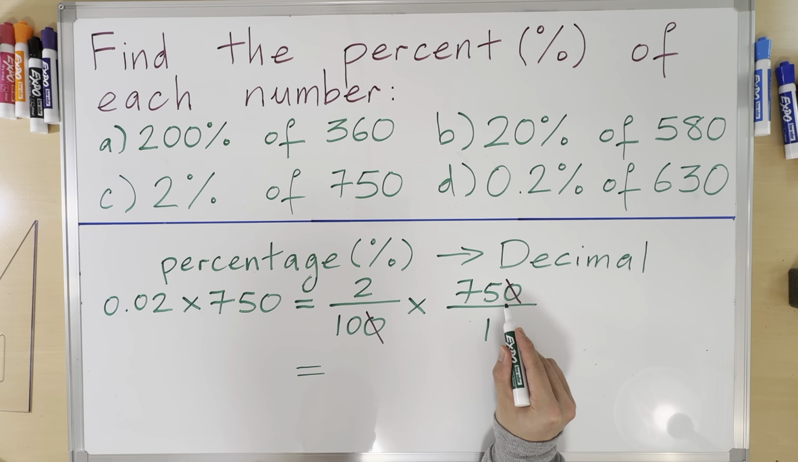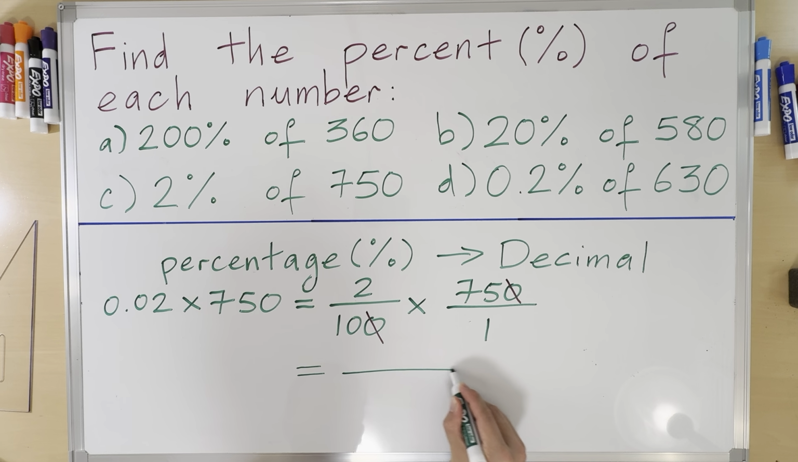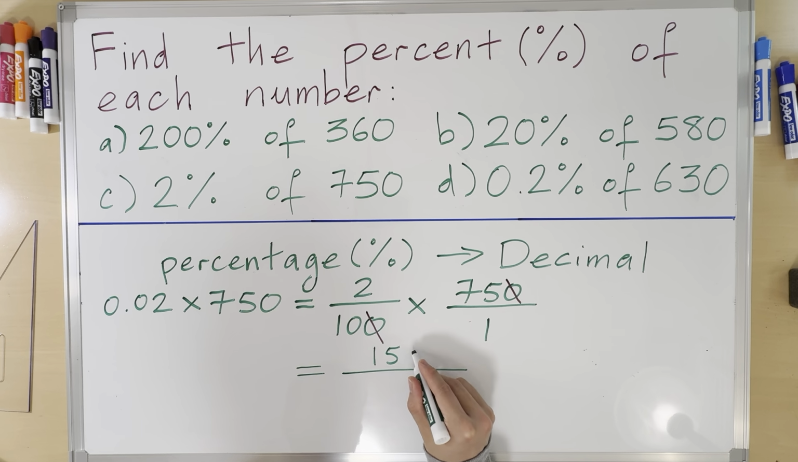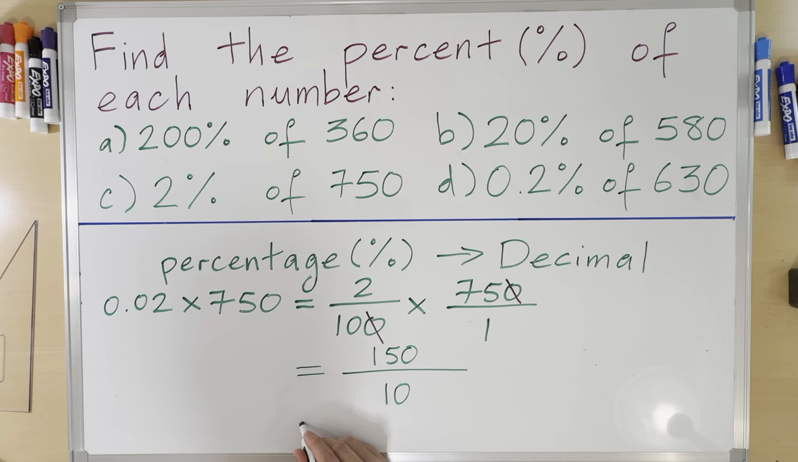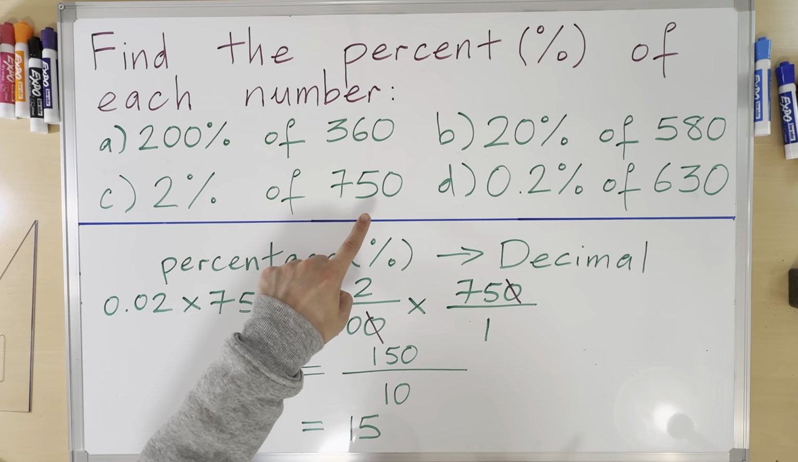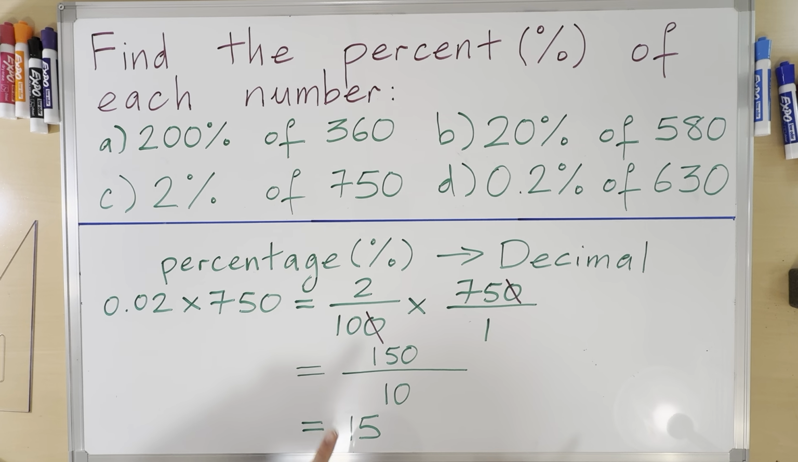This is the same as 2 times 75 gives us 150. 10 times 1 gives us 10. And so therefore, the final answer is 150 divided by 10, which is 15. And so therefore, 2% of 750 is equal to 15.